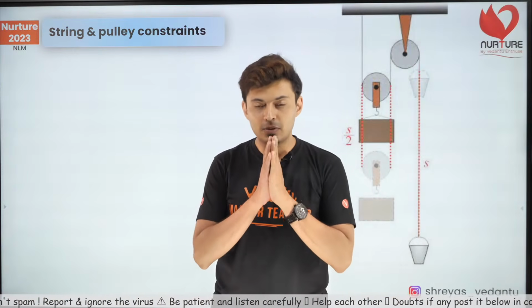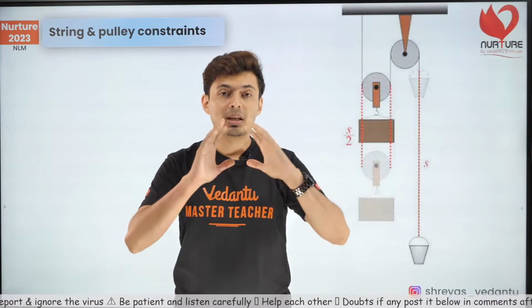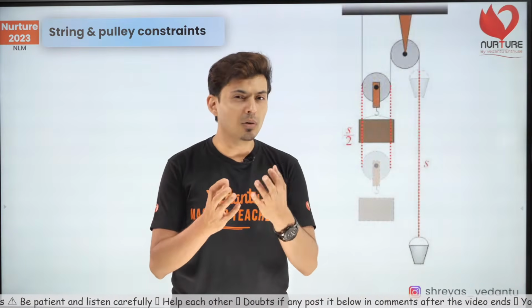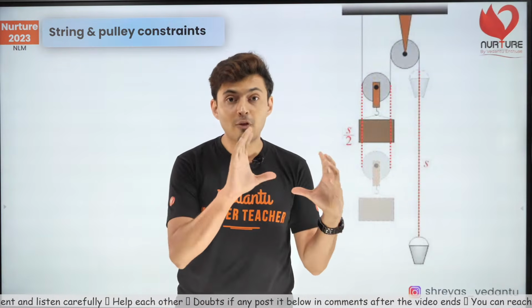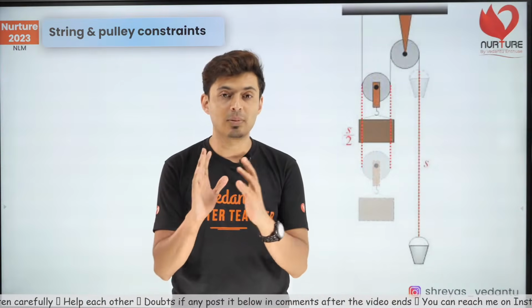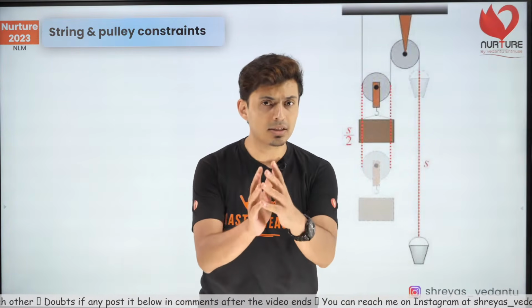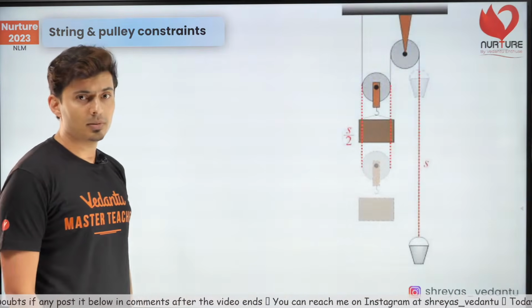Now, what are these kinds of constraint motion? First of all, some constraints involve pulleys and string. Some will involve rods. Some will involve wedges or inclined planes. We are going to do all kinds of problems today. First, let's start with pulley related problems.